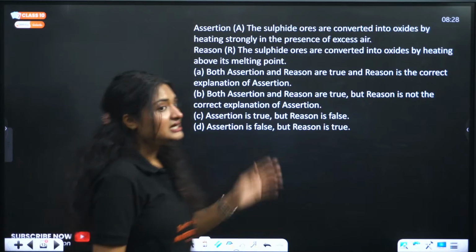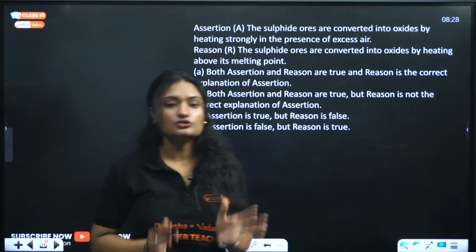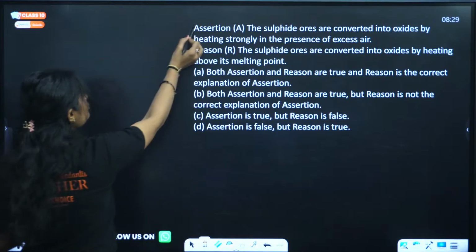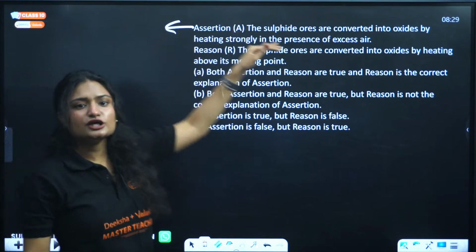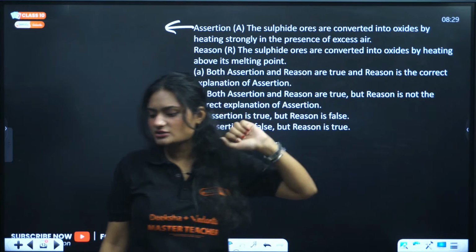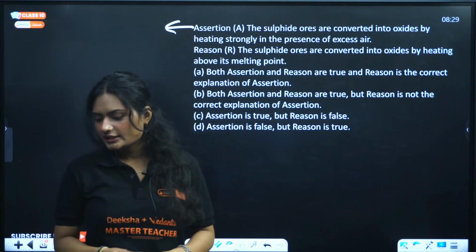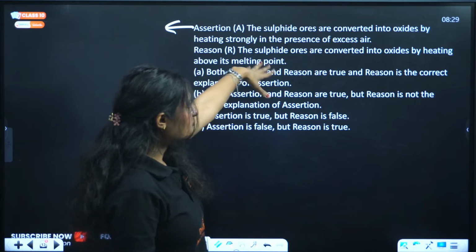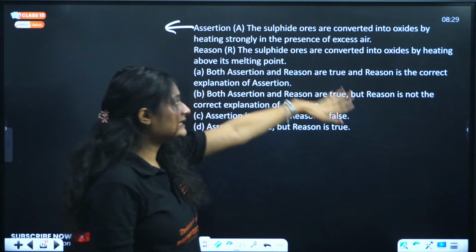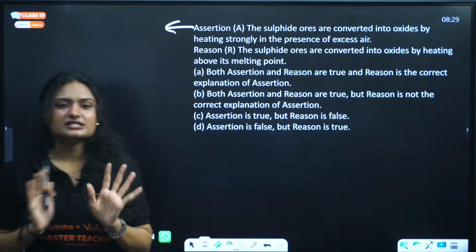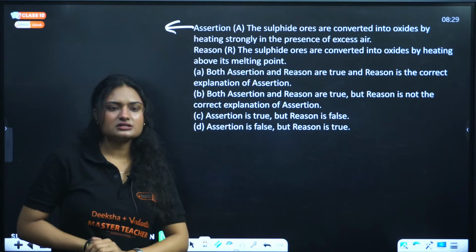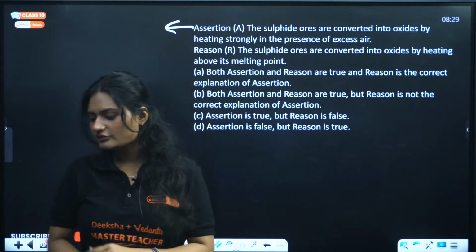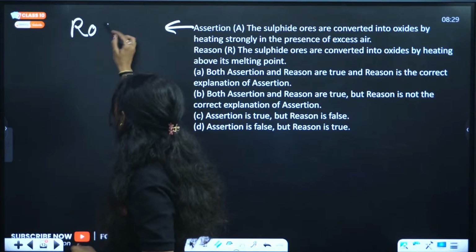Next question. The assertion says the sulfide ores are converted into oxides by heating strongly in the presence of excess air. Firstly, tell me the name of this process: heating of sulfide ores in the presence of excess oxygen. Yes, correct answer. The reason says the sulfide ores are converted into oxides by heating above their melting point. The assertion is correct. We call this process roasting.